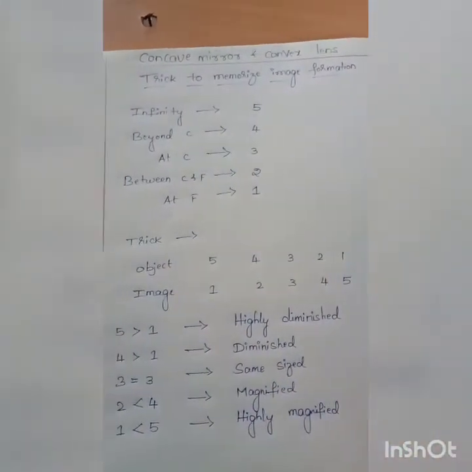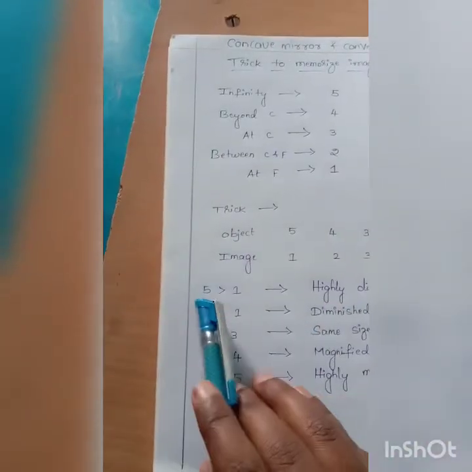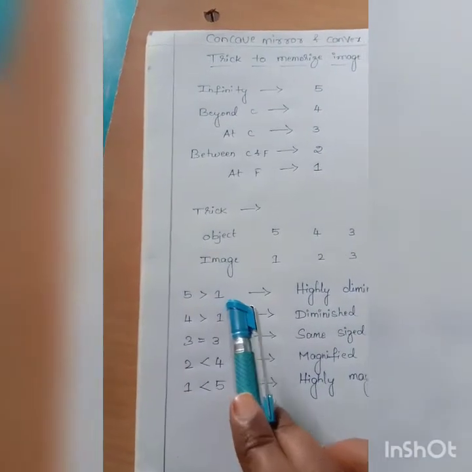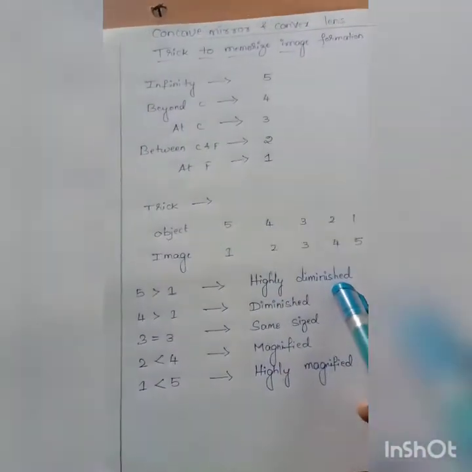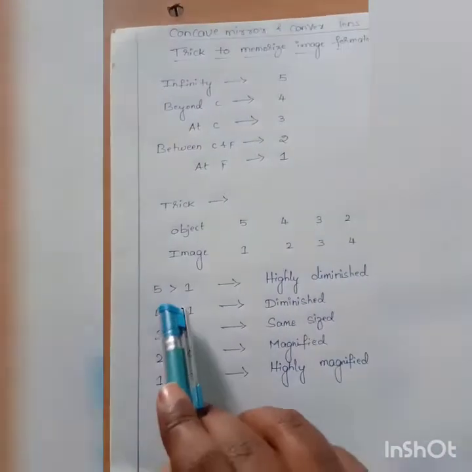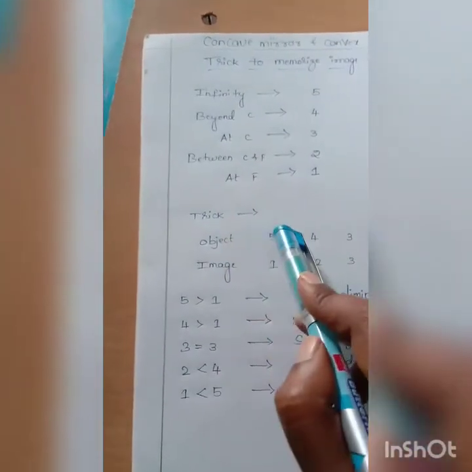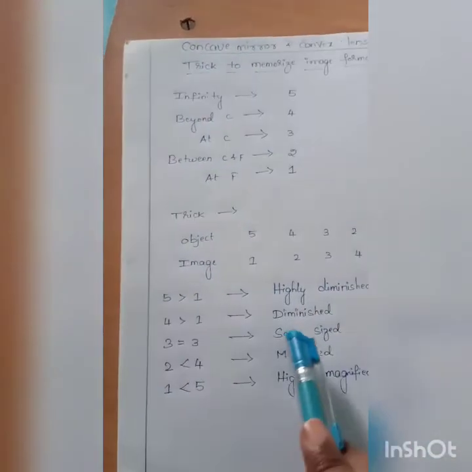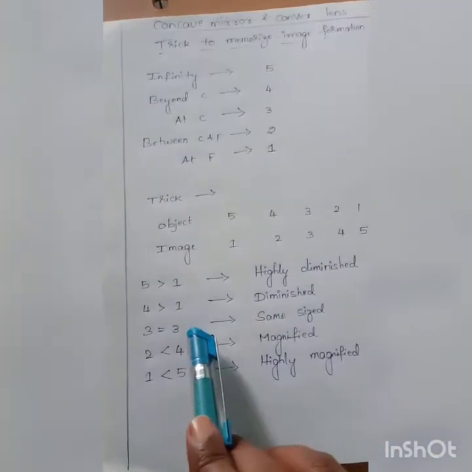Okay. So now let us focus on the size of the image or nature of the image. Here 5 is greater, much greater than 1. Therefore, highly diminished image, because object size is bigger than the image size. In the same way, 4 is also greater than 1, the diminished image. Okay, so next, for the third one, 3 is equal to 3. That means that the object size and image size both are the same.